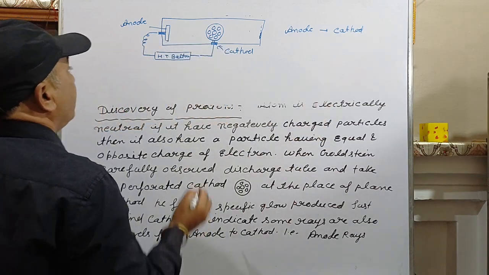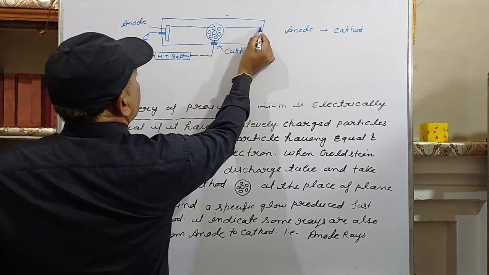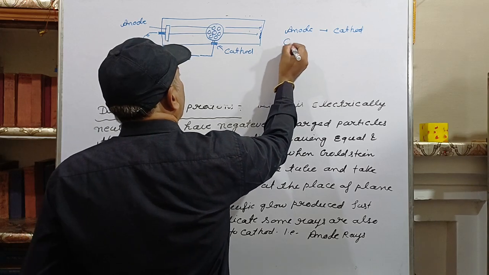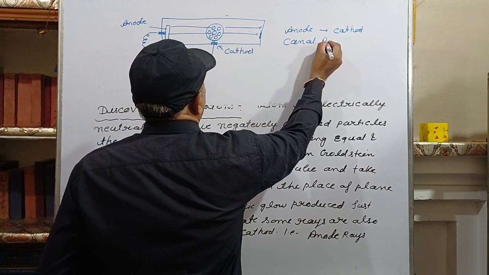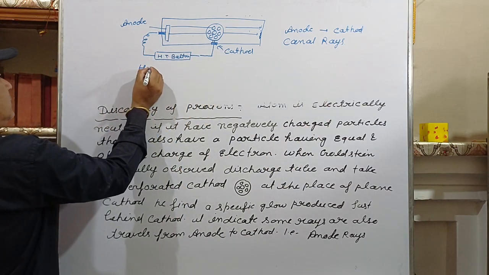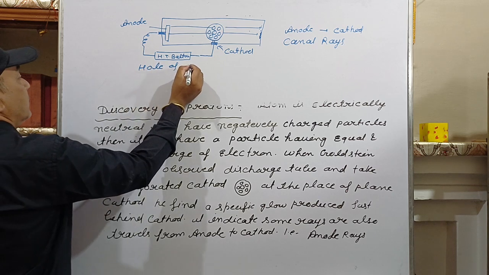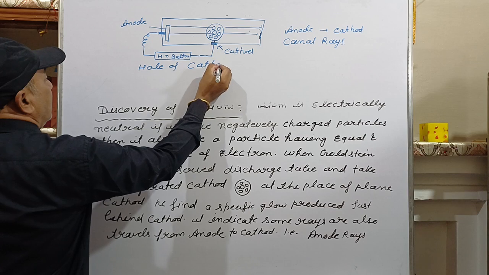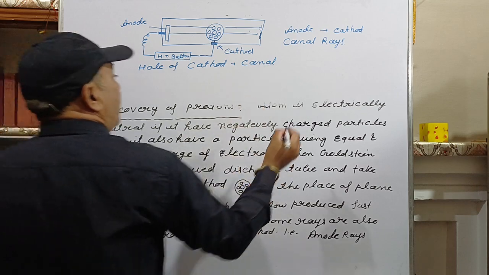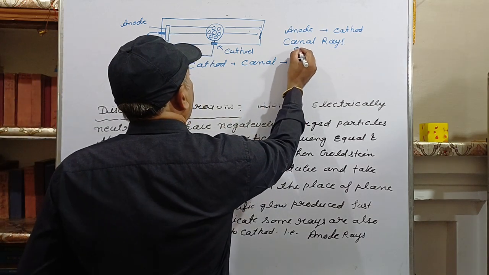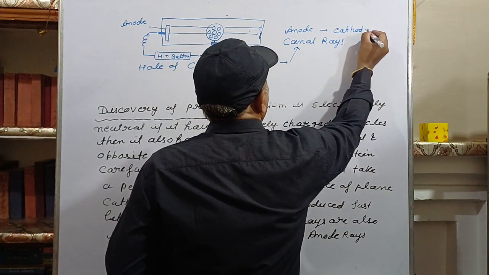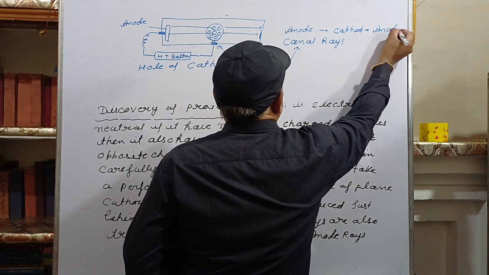These rays pass through the holes of the cathode. So these rays are also called canal rays, because the holes of the cathode are called canals, and these rays pass through canals, so they are called canal rays. It is the second name of anode rays.